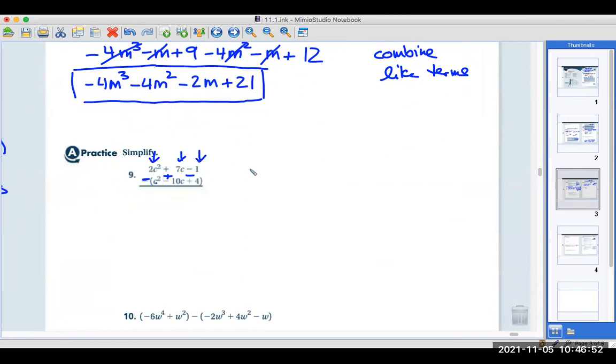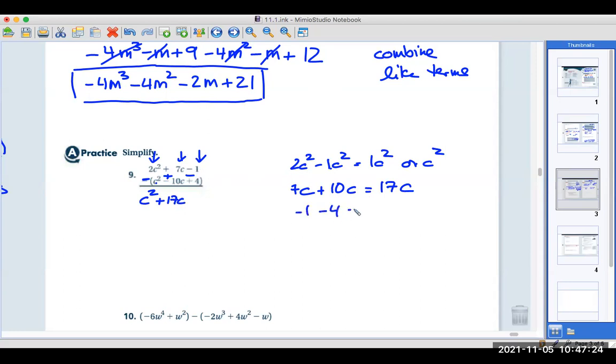2c squared minus c squared. I'm just going to write it over here because there's a 1 here. Yeah. It's 2 minus 1 is 1c squared or c squared. So that's c squared plus 7c plus 10c is 17c. And then we have -1 minus 4 is -5. And there's our answer. Make sure you have a plus or minus between each term.